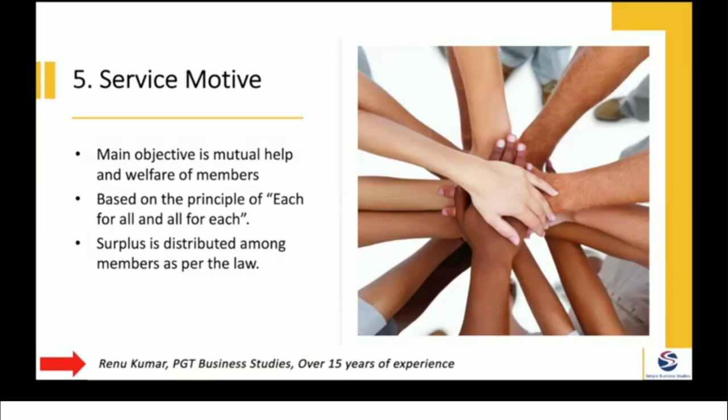Service motive. I told you already that here the purpose is not profit making but service and welfare of all the members. That is the main motive of cooperative societies. The main objective is mutual help and welfare of members based on the principle of each for all and all for each, and self-help through mutual aid. These are the guiding principles. Surplus is distributed among members as per the law. Whatever surplus is generated will be distributed among all the members.